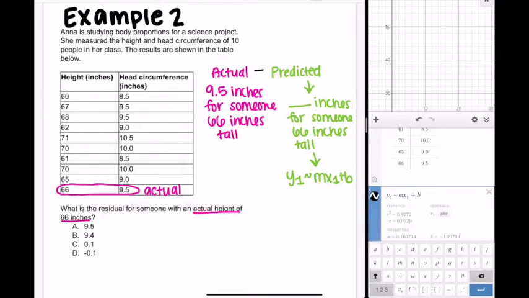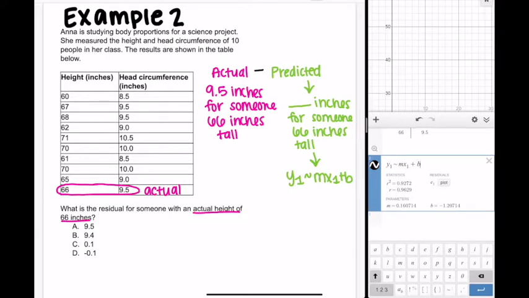So we've got y1 tilde mx1 plus b, and our m is 0.16. It doesn't say how to round, but 2 decimal places for now is okay. And our b value is negative 1.2. So our equation for the line of best fit is y equals 0.16x minus 1.2. So we want to know if someone is 66 inches tall, or in other words, if x is 66, what is their head circumference?